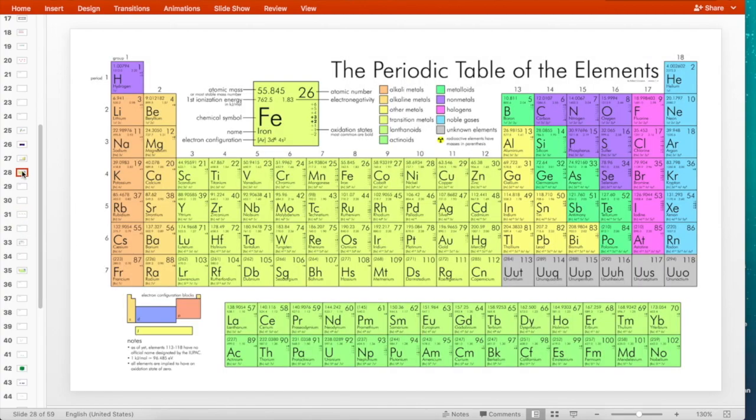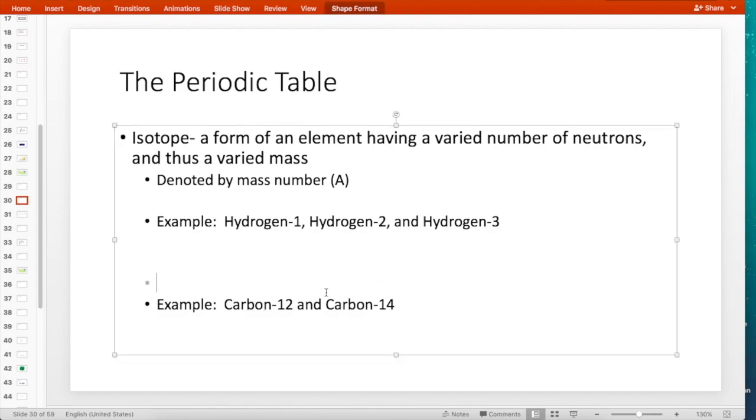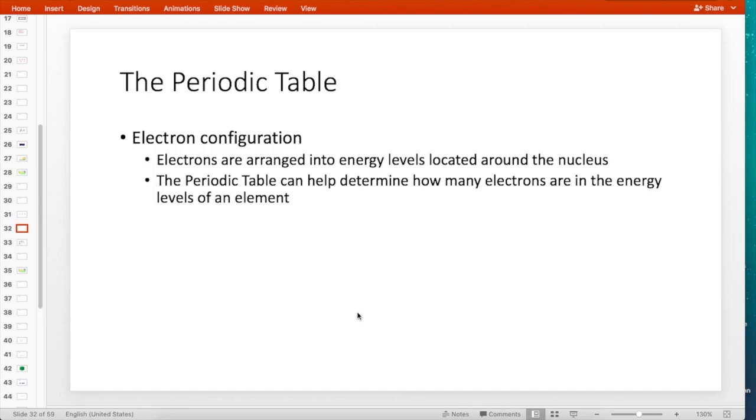So far, you should be able to use the periodic table to think about the atomic number. You should know about the chemical symbol and the name. You should know the atomic mass is the average mass of all the naturally occurring isotopes of that element. And you should know what an isotope is and how to use the mass number to determine the number of neutrons in an isotope. All right, let's get more specific now about electrons.